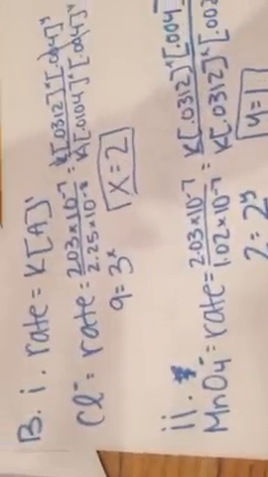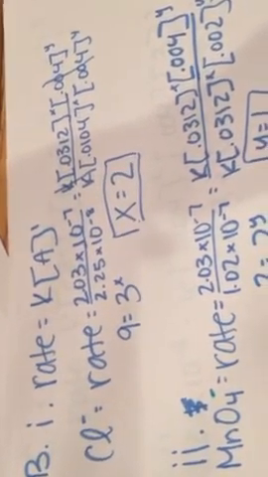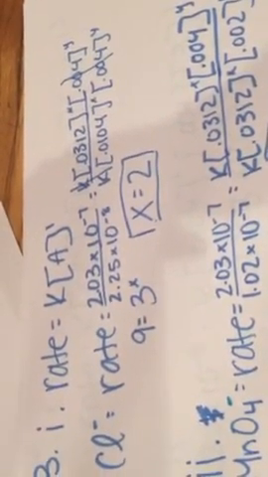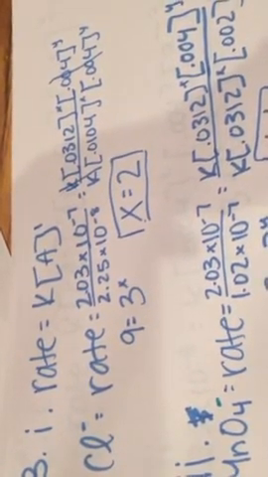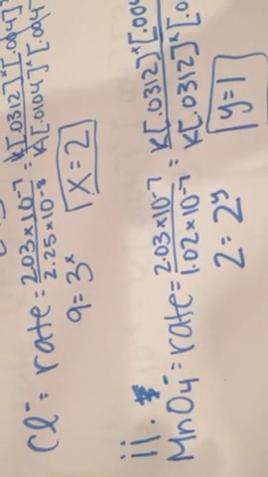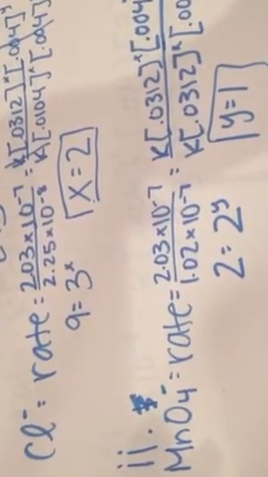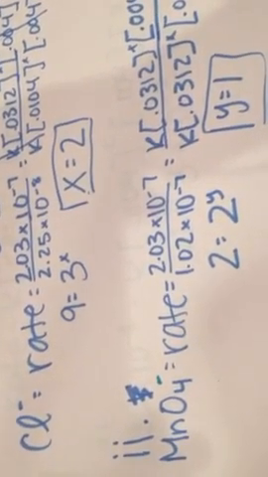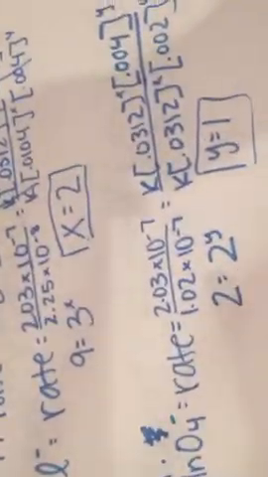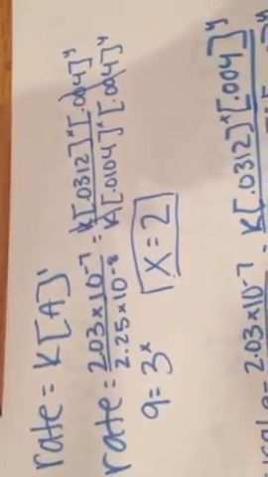What I did, I started with Cl minus, and I used the rate equals k times concentration A. So I did rate equals 2.03 times 10 to the negative 7 over 2.25 times 10 to the negative 8, which is the rates for 2 of the trials. And then I used the concentrations that it gave me.